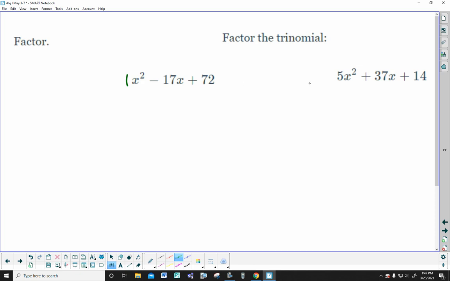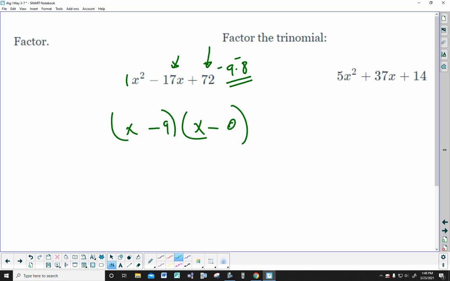Okay, leading coefficient is 1. So you're asking what multiplies to 72 but adds to negative 17. So the front is x and x. The multiplying to positive, adding to negative, so they're both negative. Okay? So things that multiply to 72. 9 times 8, 72. And look at that. If they're both negative, they add to negative 17. And there it is.